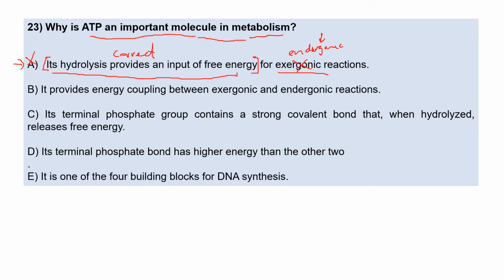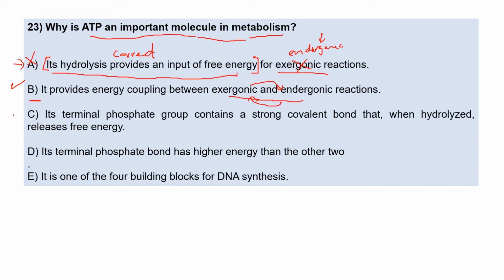This one, B, it provides a coupling between exergonic and endergonic reactions. And we explained that in the video lecture. This is correct. And this seems to be a good answer to why it's important, because it's allowing two reactions that are not able to take place, that require energy, to take place.